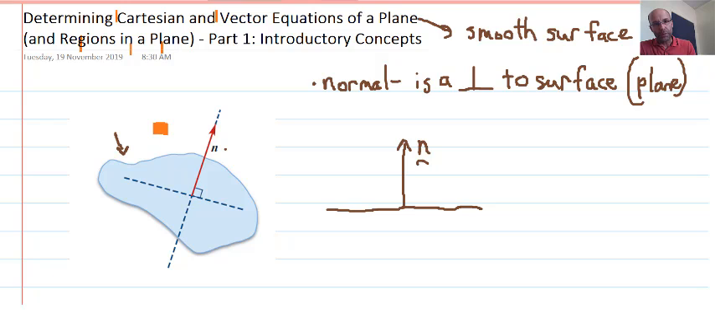Now, the idea of a normal has many applications, and this video is not about the applications. It's about how we wrangle vectors and how we determine Cartesian and vector equations, which puts you on your way to using them in many applications, both in the physical world, real life situations, but also in purely mathematical situations as well. So that's the little journey we're on.